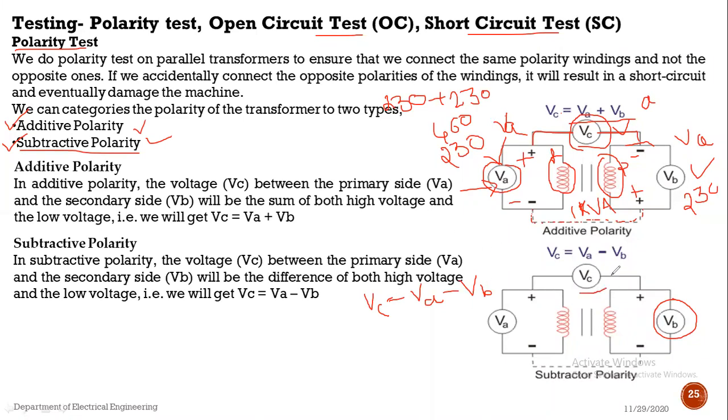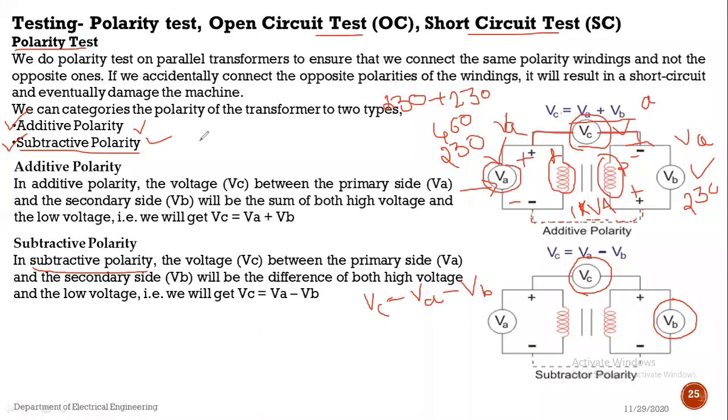When the voltmeter VC reads a voltage that is less than the supply voltage, or it is the difference between the two voltages, then we call it the subtractive polarity.